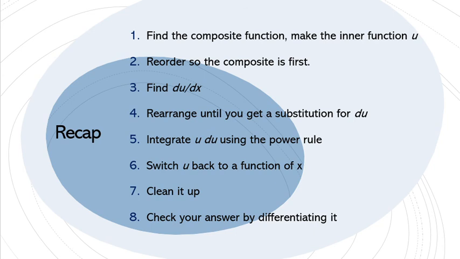Integrate using the power rule, because you're going to be u to the power of whatever. I guess I should put u to the n du using the power rule. And then once you've got that, you switch u back to a function of x, clean it up if you have to, and check your answer by differentiating it. You should get back to the original question. It's weird. It works. Have fun.